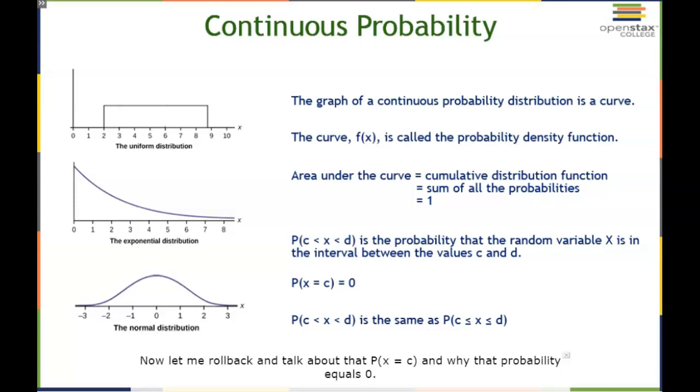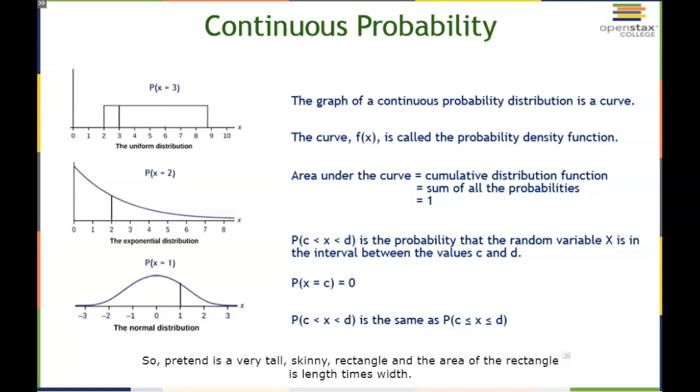Now let me roll back and talk about that probability of X equaling a value and why that probability does equal 0. If it is the area under that curve, then that area is generally at least estimated with length times width. So pretend it's a very tall, skinny rectangle, and the area of a rectangle is length times width. The problem with our X being only solely the width of one value is that really isn't a width.